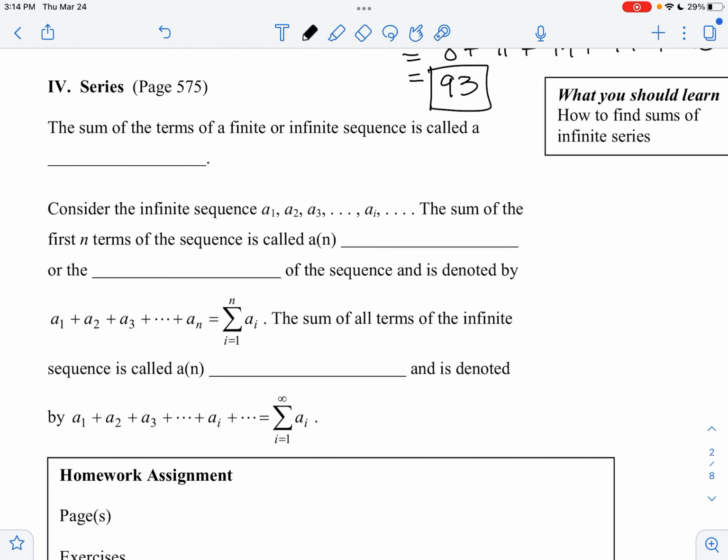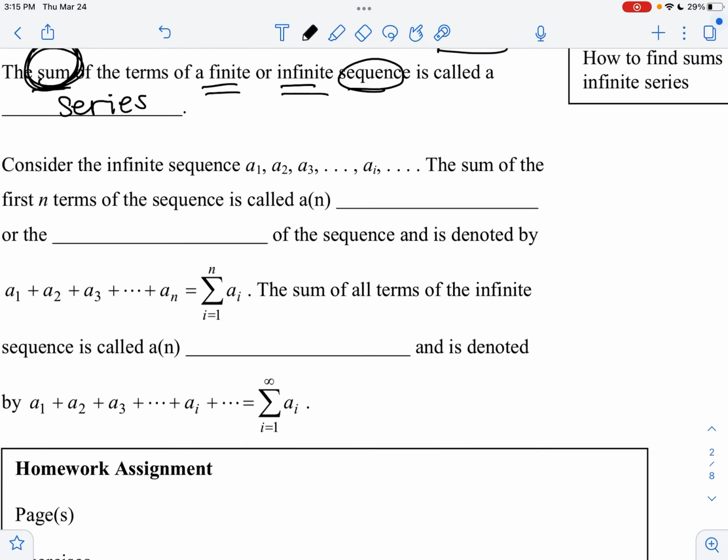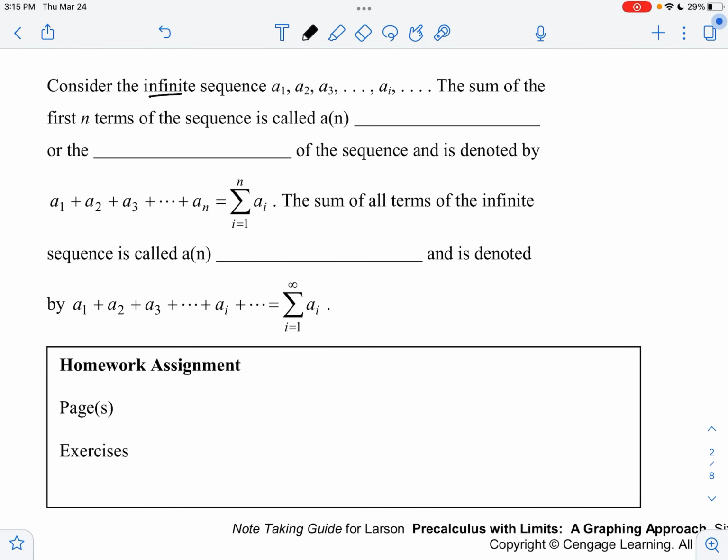And then the sum of the terms of a finite or infinite sequence is called a series. So a sum of the sequence is the series. So if we consider an infinite sequence, it goes forever: the first term, second term, third term, and so on. The sum of the first n terms is called a finite series because it ends, and it's a sum. Or we can also call that the partial sum of the sequence, denoted by first term plus second term plus third term plus whatever the last term is.